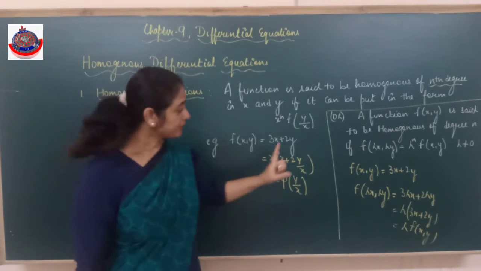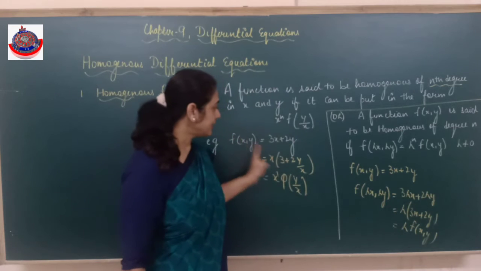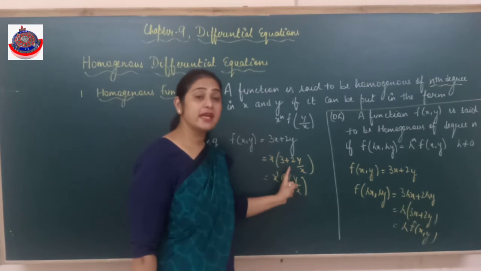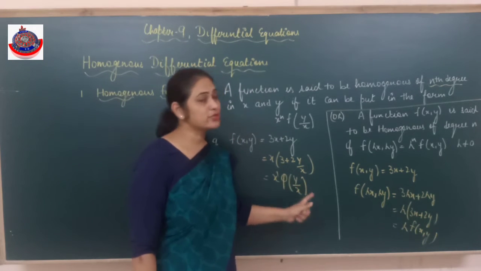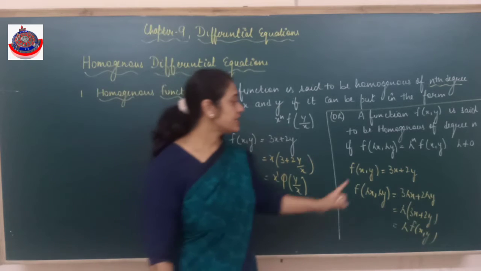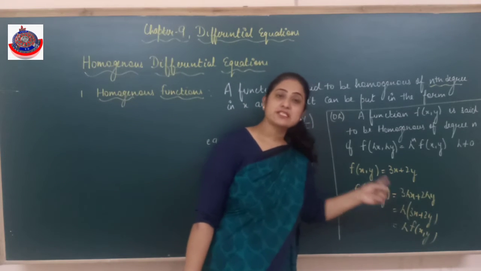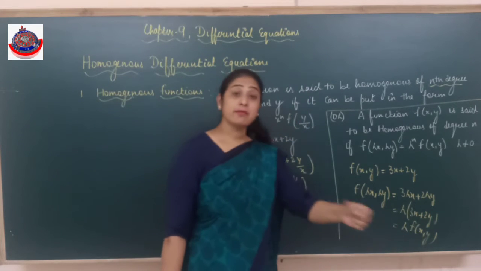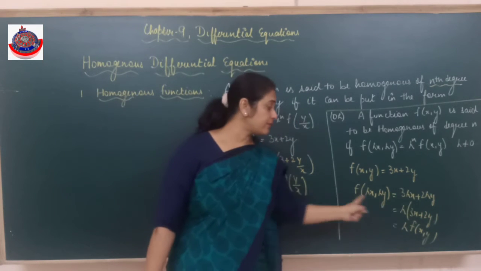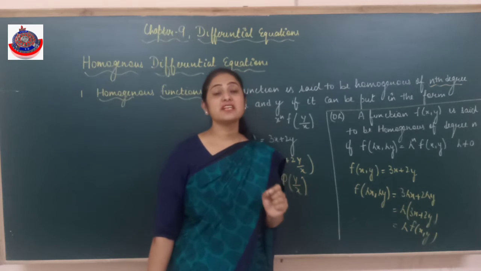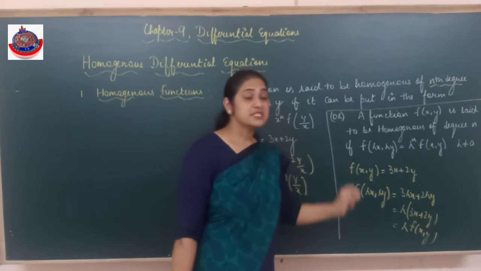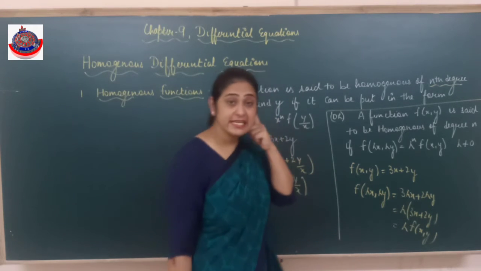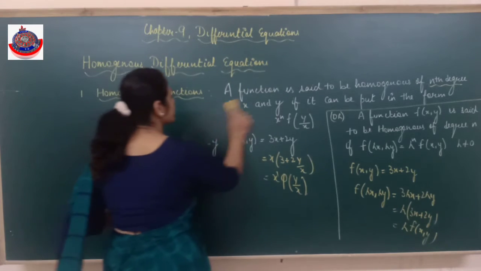So what do we do? One way: take x common, and if everything inside the function is in the form of y upon x, then it's a homogeneous function. Or replace x and y by lambda x and lambda y. After lambda comes common, no lambda should remain inside; the whole lambda comes out, and it becomes f of x, y, then we say this is a homogeneous function. We'll now pick up the homogeneous differential equation.